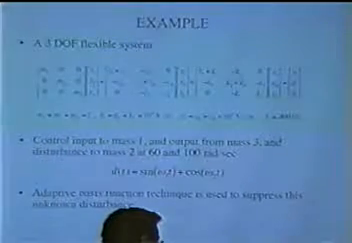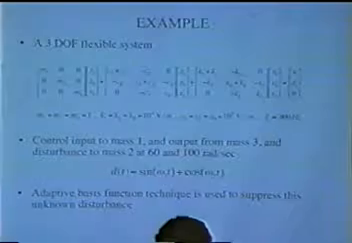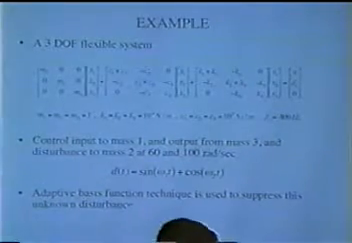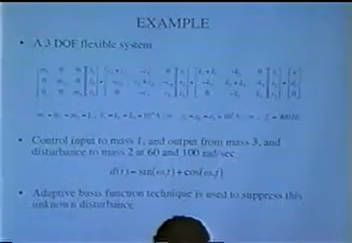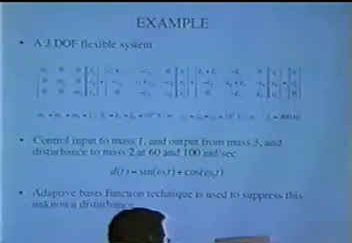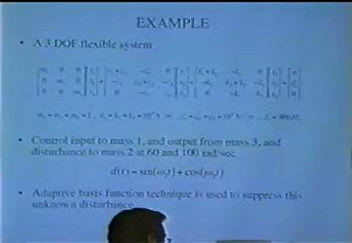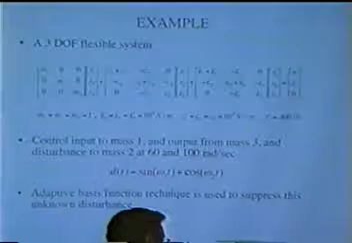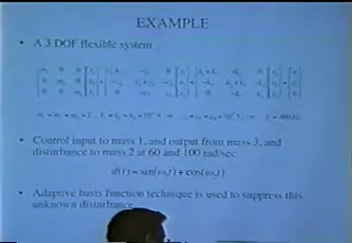So for example, this is a 3 degree of freedom numerical example system: a chain of 3 masses and springs. A wall, spring, mass, then another spring, another mass, another spring, another mass. Okay, so a 3 mass system. Think of a control input to mass 1, output from mass 3, and disturbance to mass 2.